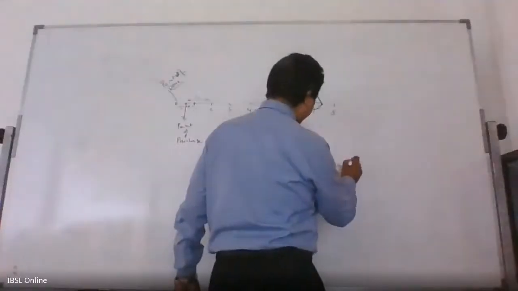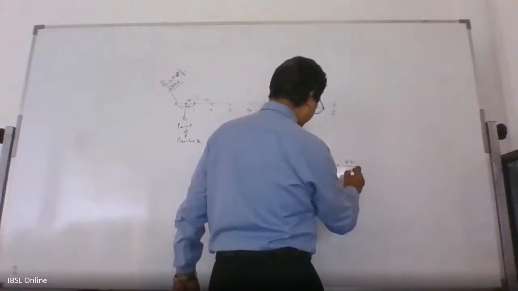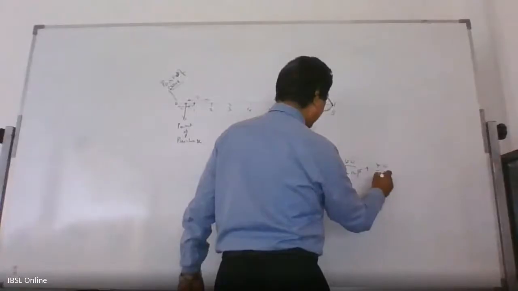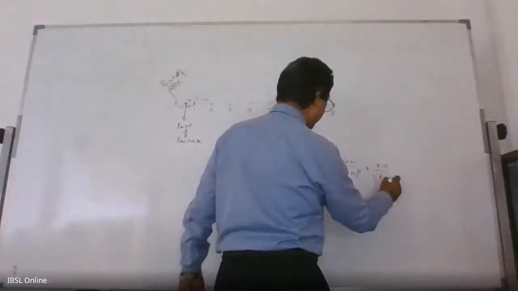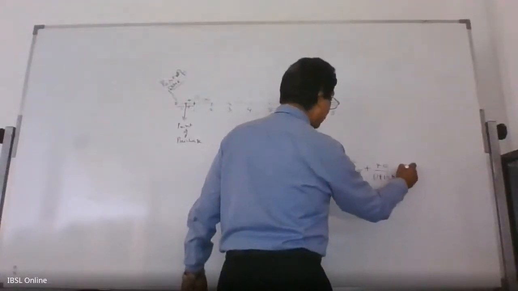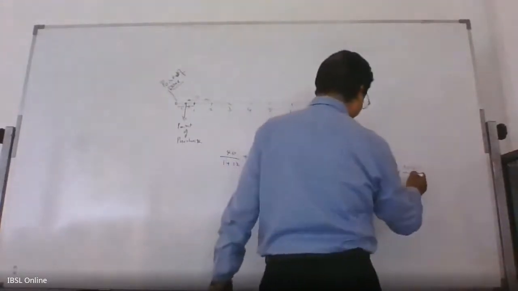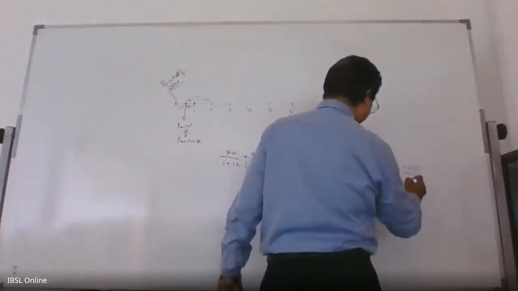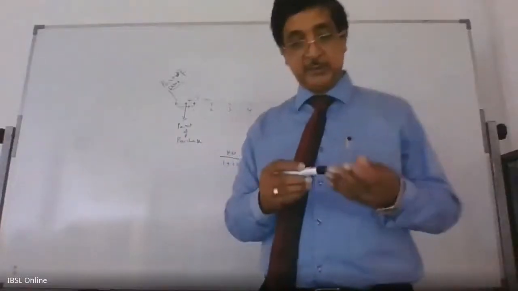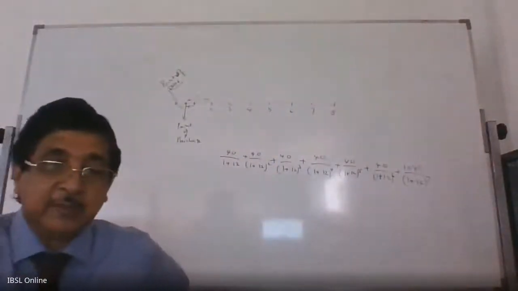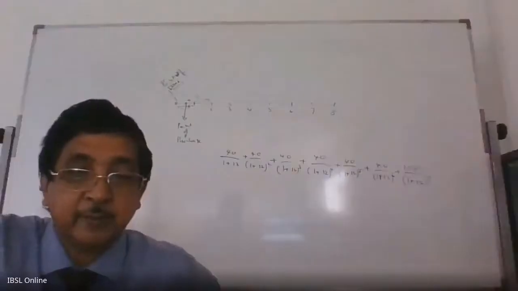Then 40 divided by 1 plus 0.12 to the power 5, 40 divided by 1 plus 0.12 to the power 6, and 1040, because at the last point you got 1040, divided by 1.12 to the power 7. So this is how the calculation is made.